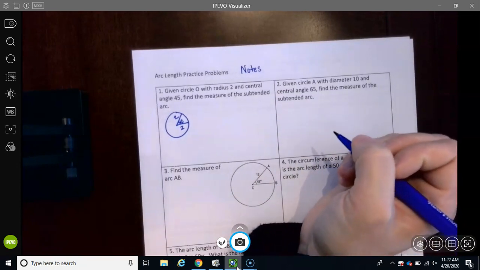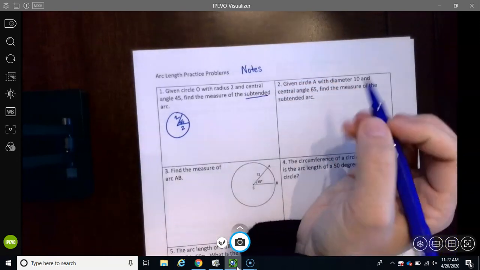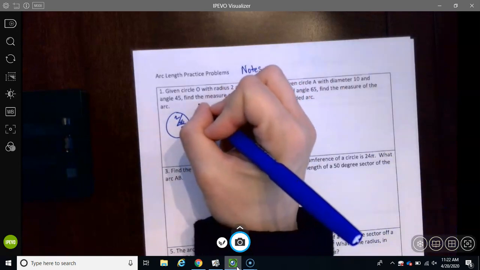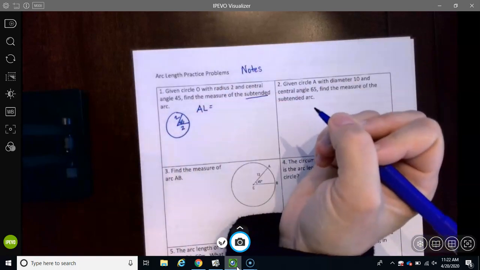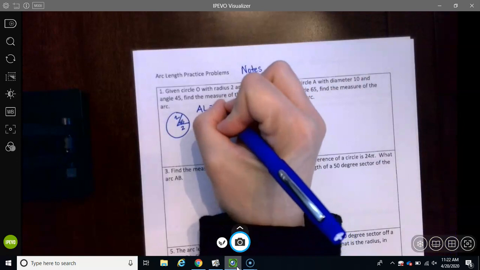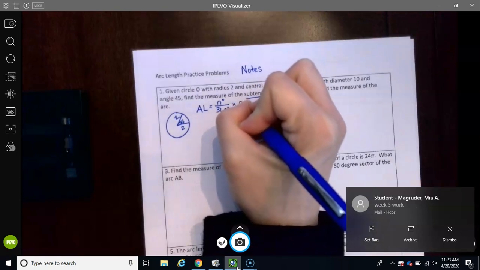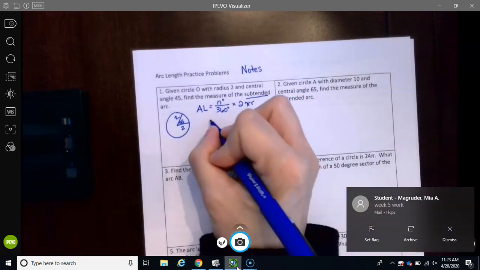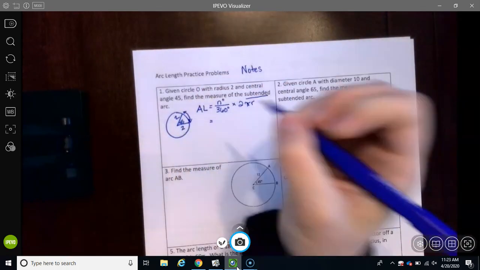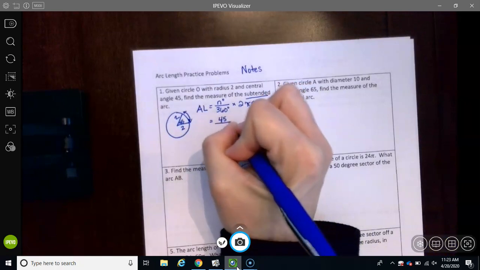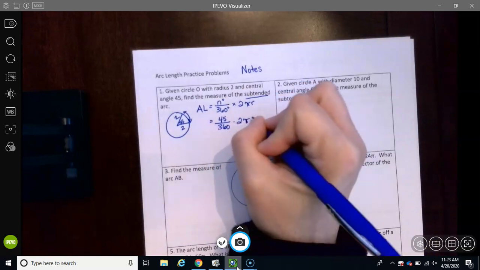Find the measure of the subtended arc. What they mean by find the measure of the subtended arc is they want you to find that arc length. So don't let that word throw you off. They're just asking for the arc length. So I'm going to go ahead and use AL for arc length when I use my formula. So arc length equals, remember, I'm going to put that formula up here, N over 360 times 2 pi r. Okay? So N is that central angle. This is the arc length that we're trying to find, is right here to here. Okay? N is the central angle, so 45 over 360 times 2 pi, and then our radius, which is 2.